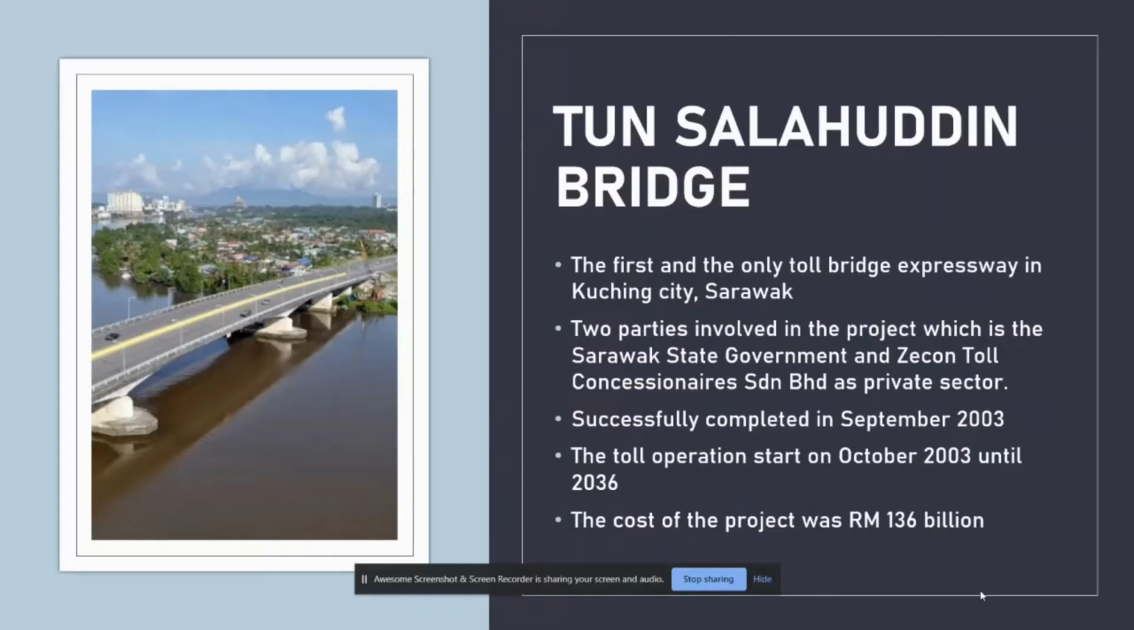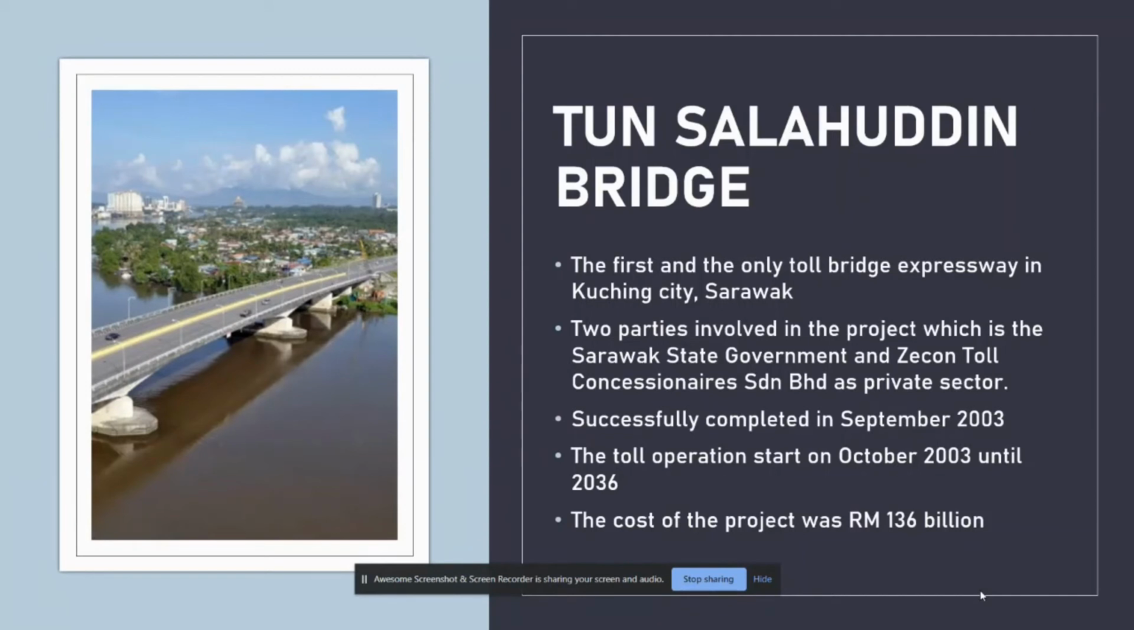The second one is the Tun Salahuddin Bridge. The Tun Salahuddin Bridge is actually located at Kuching, Sarawak. And the bridge is the first and the only toll bridge in Kuching. There are two parties involved in the project, which are the Sarawak State Government and the Zikon Toll Concessionaires.